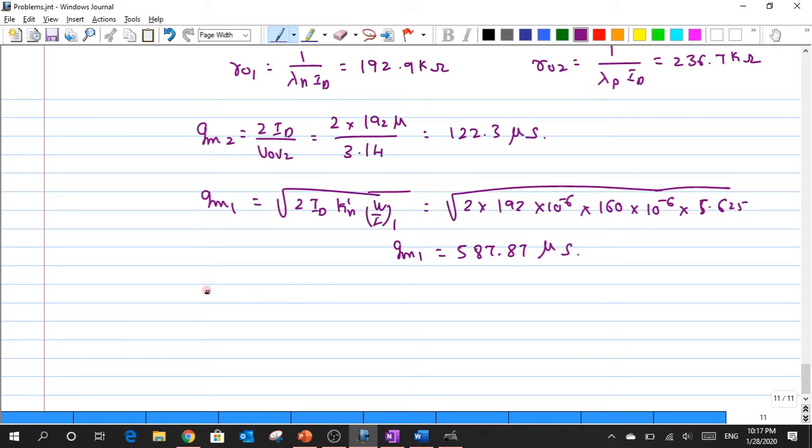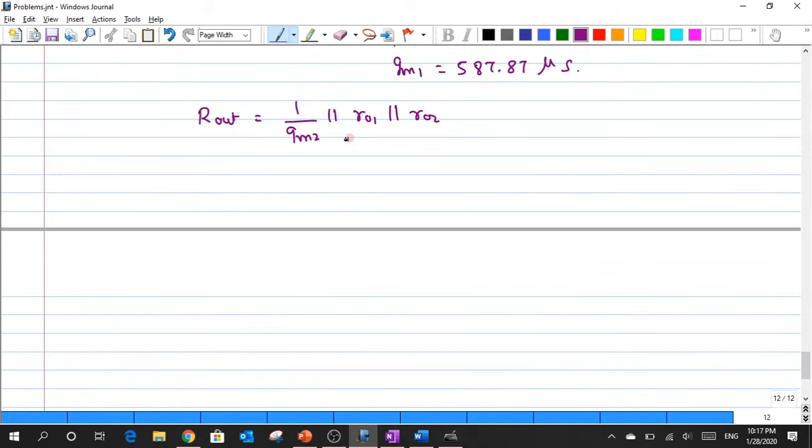Okay, now we end up having a very large expression computation for this. So it is basically the ROut is nothing but GM2 parallel with RO1 parallel with RO2. So it's a lot of computation that has to be done. Okay, it's just a substitution and then do the basic math. So when you do so, this value would then get closer to a value of 7.6 kilo ohm.